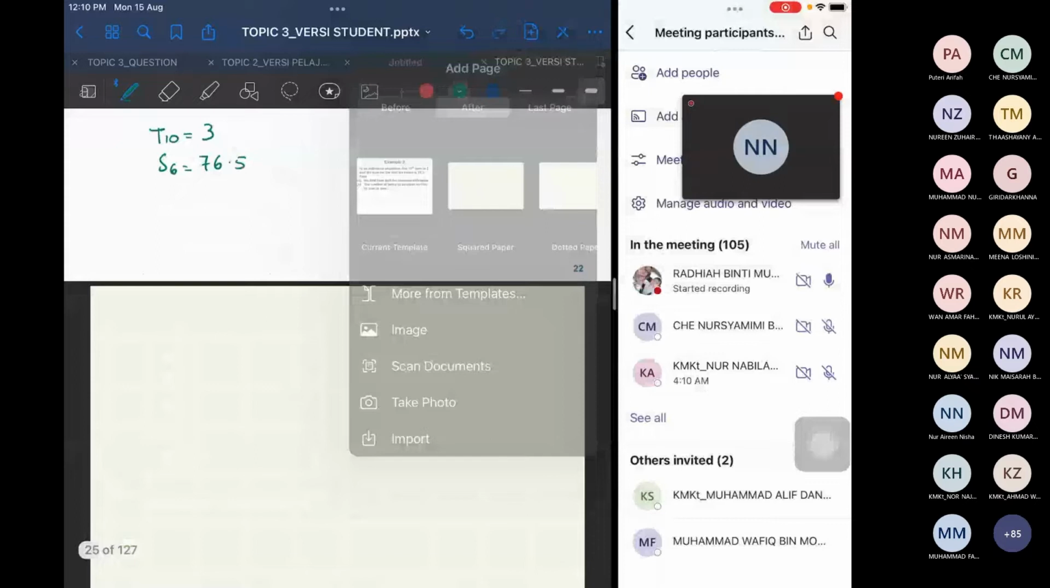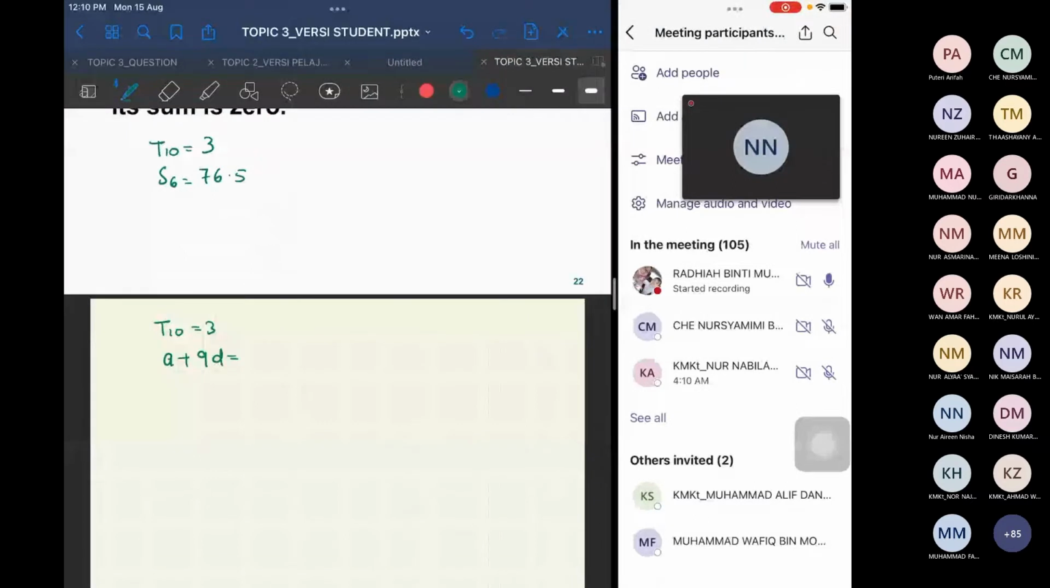Term yang ke-10 sama dengan 3. So kita masukkan dalam kita punya formula term. So akan dapat A plus 9D is equal to 3. Okay, so this is the first equation. Okay, untuk yang S6 is equal to 76.5.